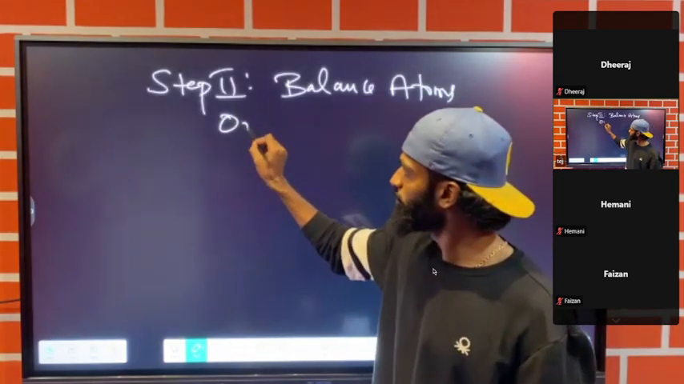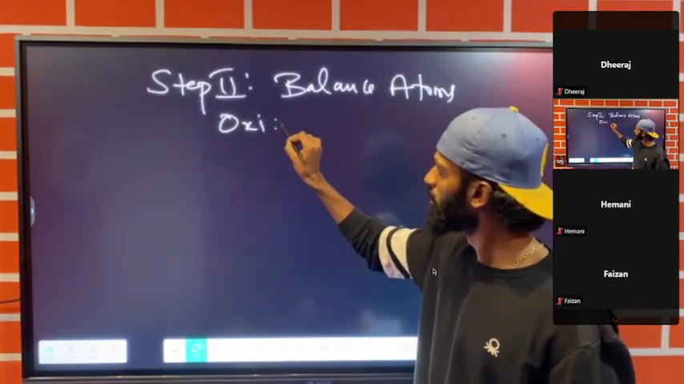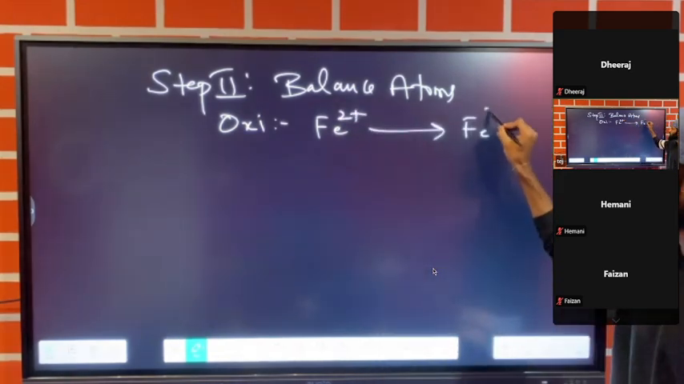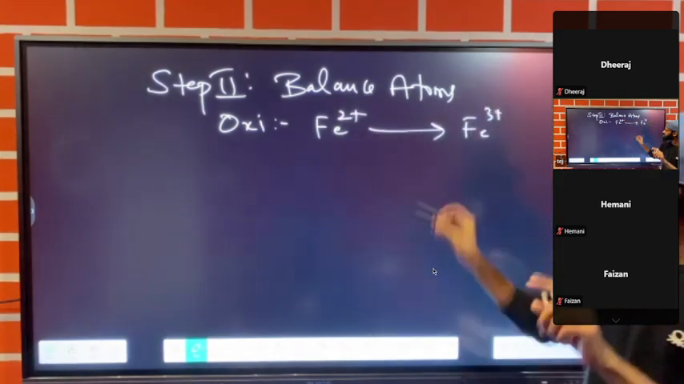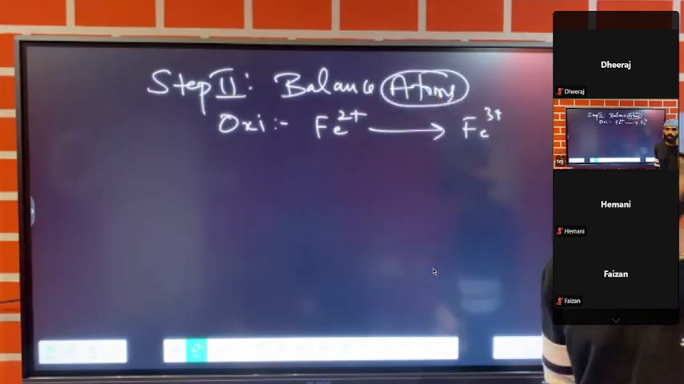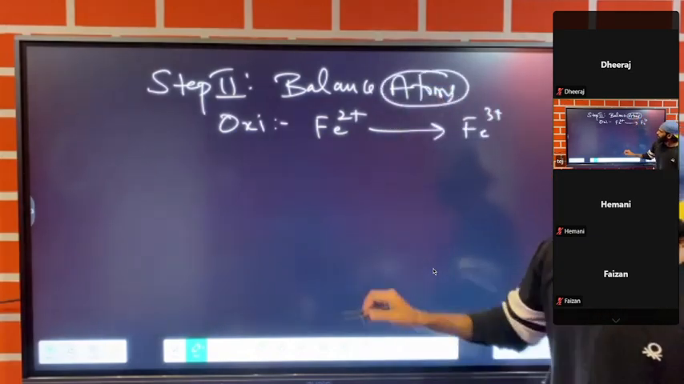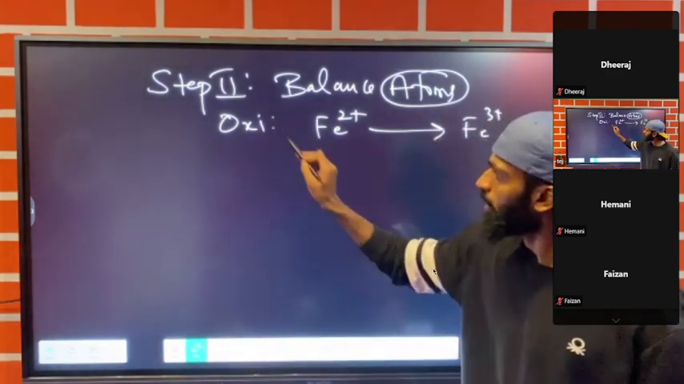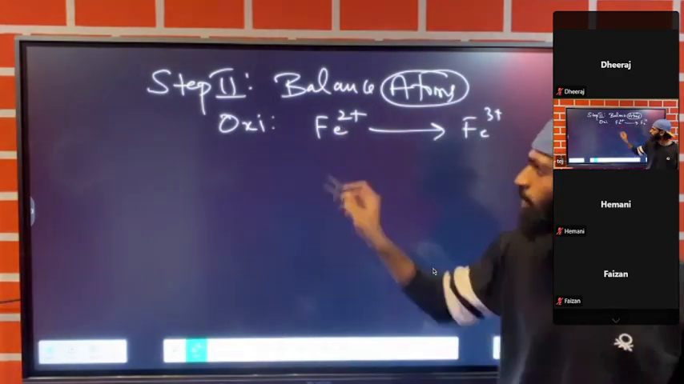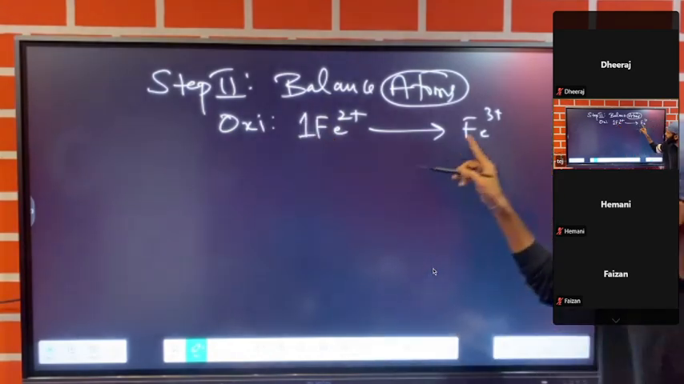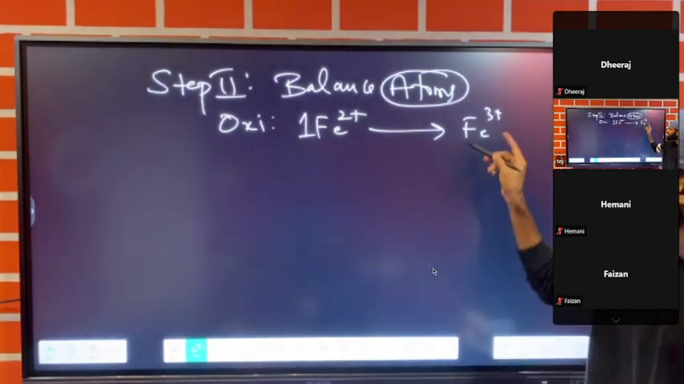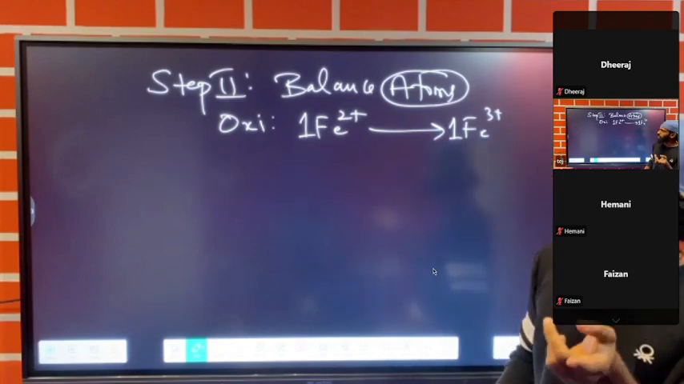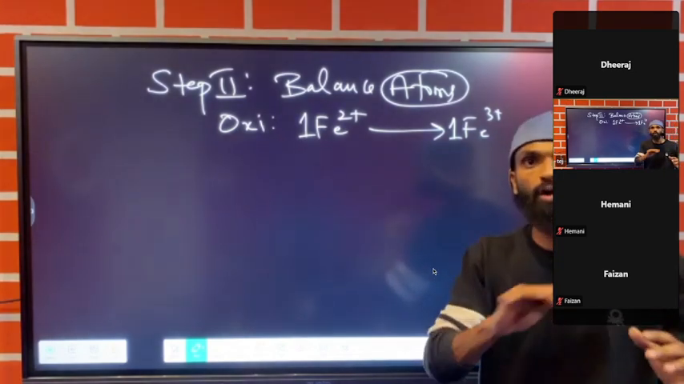In the oxidation half, Fe2+ was becoming Fe3+. Now, focus. It says balance atoms. Atoms meaning how many of, one minute, how many Fe are there? One in number. Right hand side also, how many Fe are there? One in number. Already balanced. So you will tell a statement to yourself: oxidation half is already balanced.